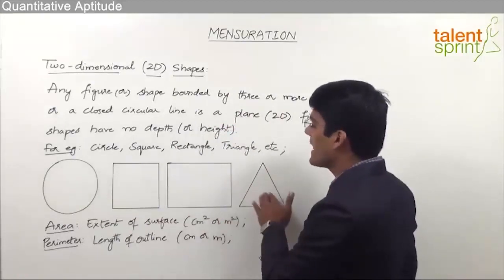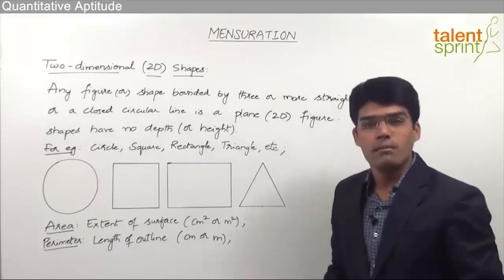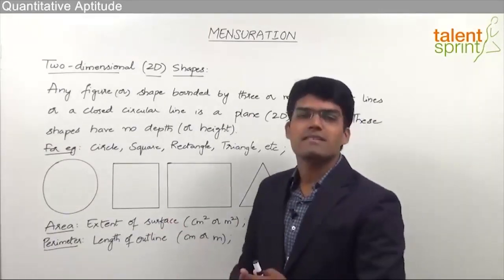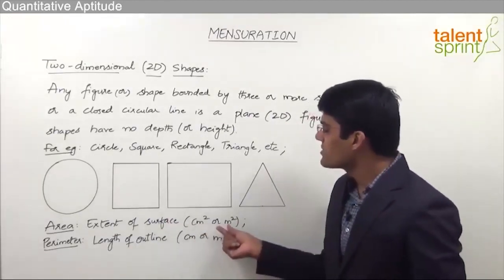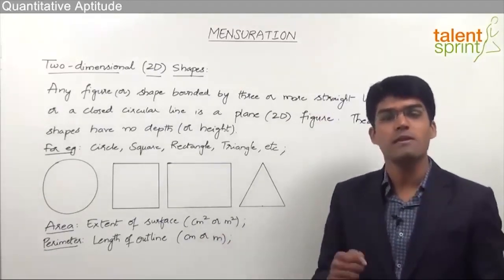Similarly, for rectangle and triangle, again, area is nothing but the region or the surface that is occupied by the closed shape. So in simple words, we can say that area is nothing but extent of the surface. And in general, area is measured in terms of centimeter square or meter square. These are the standard units of measurement for area.